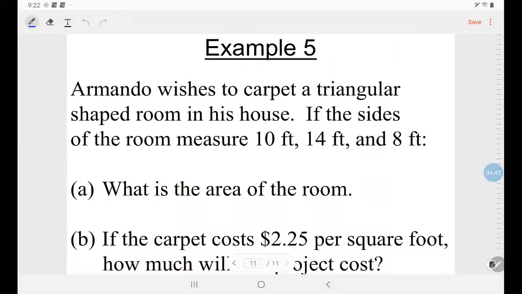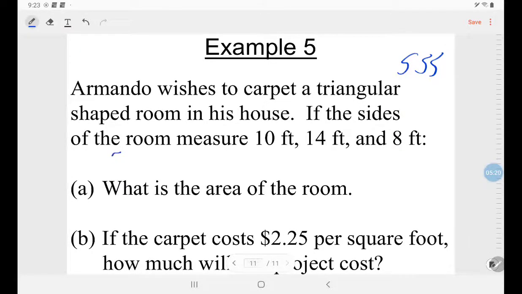Let's take a look at one last question, and that should be pretty much it. It's really not that hard of a concept to deal with. So in this particular case, Armando wishes to carpet a triangular shaped room. Yeah, I know, triangular shaped room, probably not feasible, but it works for our purposes. If the sides of the room measure 10 feet and 14 feet and 8 feet, so again, I'm dealing with 3 sides. That tells me if I'm looking to do in part A, find the area of the room, I'm going to use Heron's formula.